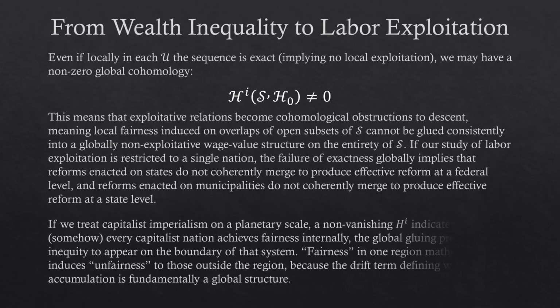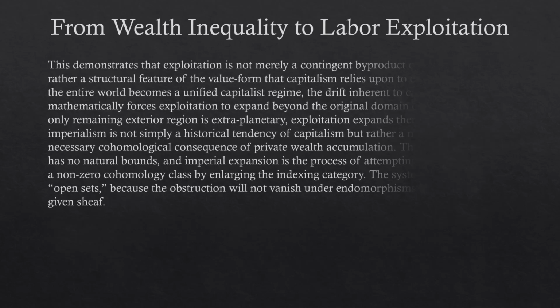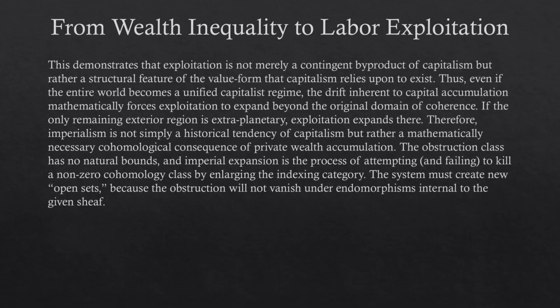If we treat capitalist imperialism on a planetary scale, a non-vanishing H^i indicates that even if, somehow, every capitalist nation achieves fairness internally, the global gluing problem forces inequity to appear on the boundary of that system. So fairness in one region mathematically induces unfairness to those outside the region, because the drift term defining wealth accumulation is fundamentally a global structure. This demonstrates that exploitation is not merely a contingent byproduct of capitalism, but rather a structural feature of the value form that capitalism relies upon to exist in the first place.